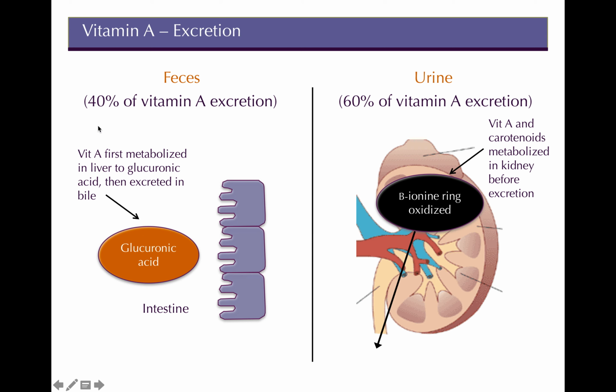And then about 40% is excreted in the feces. That's the major thing with fat soluble vitamins. They end up traveling to the liver and getting into the bile and then being excreted that way. So vitamin A travels or may already be in the liver. It's then made into a metabolite, glucuronic acid, and then it's excreted through the bile and then into the feces.